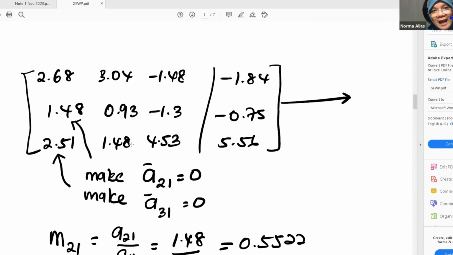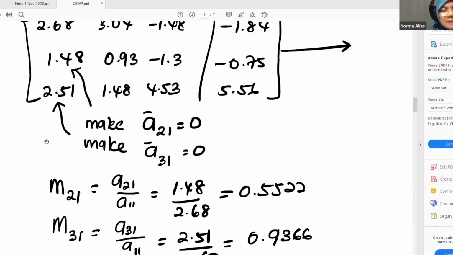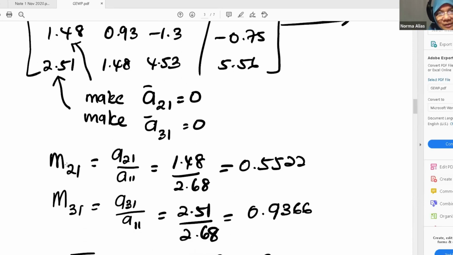Second, I apply Gauss elimination where I need to make sure that A21 will be 0 and A31 will be 0. It is the same as Gauss elimination before, because I want to develop an upper triangular matrix. How? I need to use elementary row operation, the row arrangement. I already told you last week.